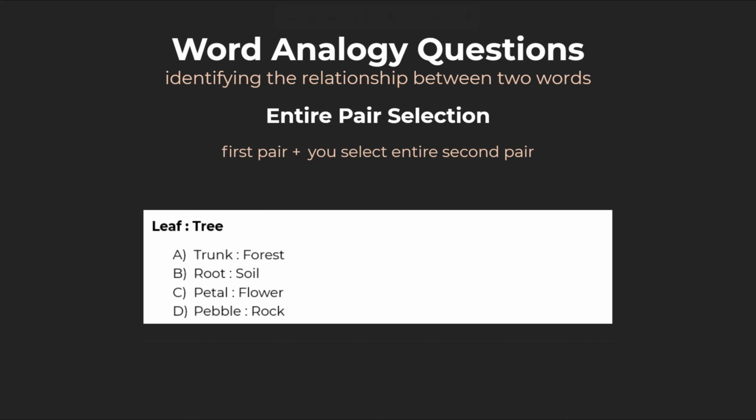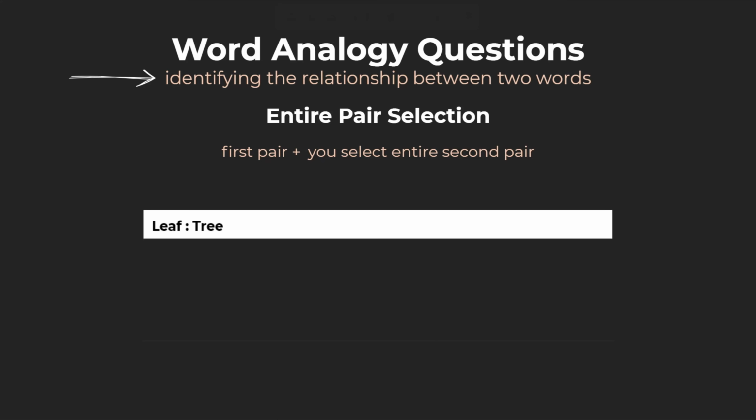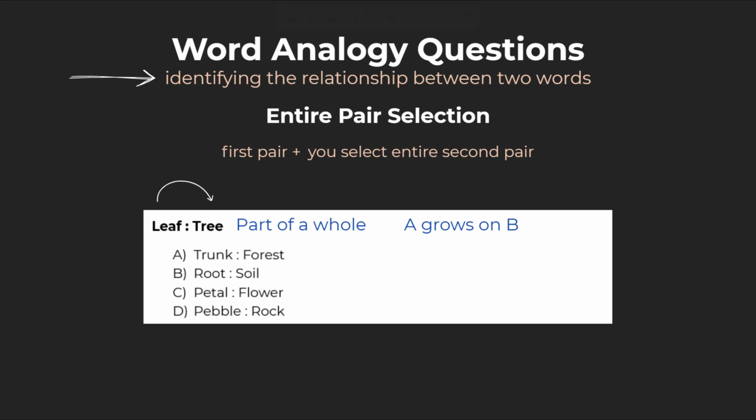For example, leaf is to tree. Again, you start the same way, by identifying the relationship in the given pair before even looking at the choices. A leaf is part of a tree, so the relationship here is part to a whole, but more specifically, A grows on B. With this in mind, we can now look at the answer choices. Trunk is to forest, root is to soil, petal is to flower, and pebble is to rock. Only one of these shows the correct part-to-whole relationship.